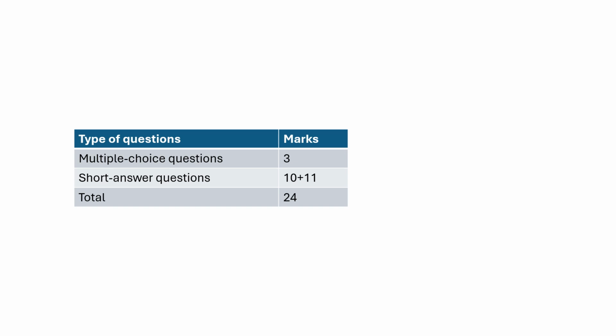In galvanic and fuel cells, 3 multiple-choice questions are worth 3 marks, and 2 short-answer questions are worth 21. The overall score for this section is 24 marks. With a total possible score of 120 points, the percentage for this section is 20% of the total score.